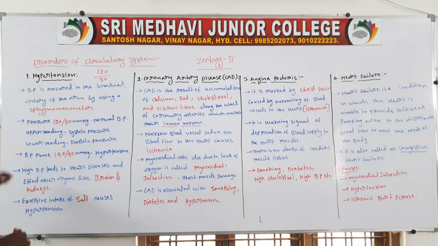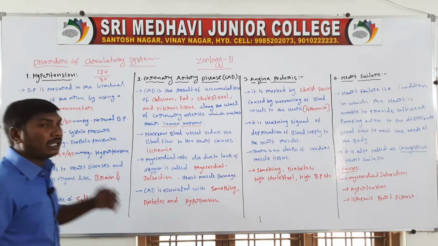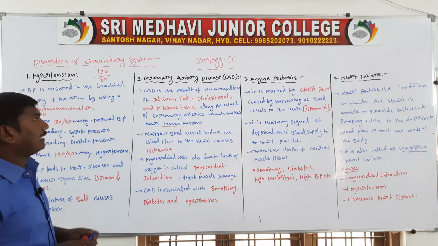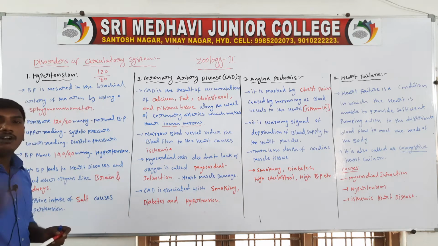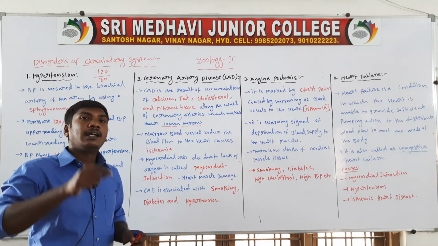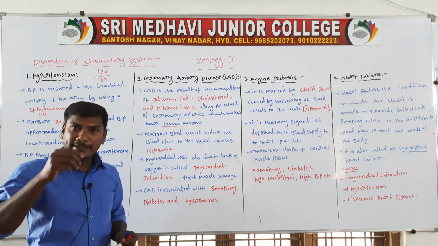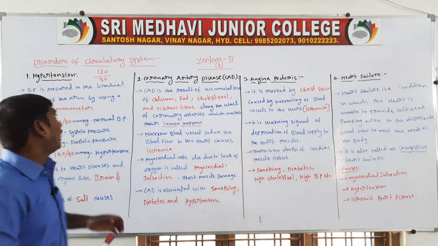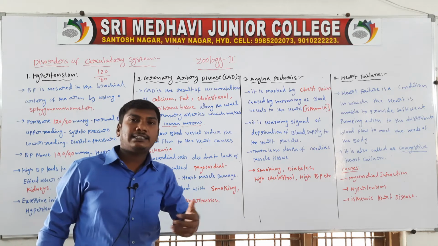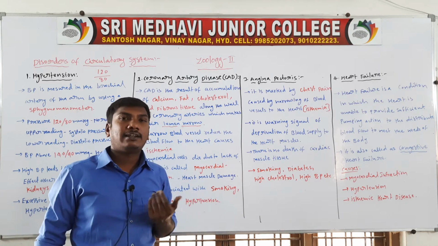Next, blood pressure above 140 by 90 mmHg is called hypertension.